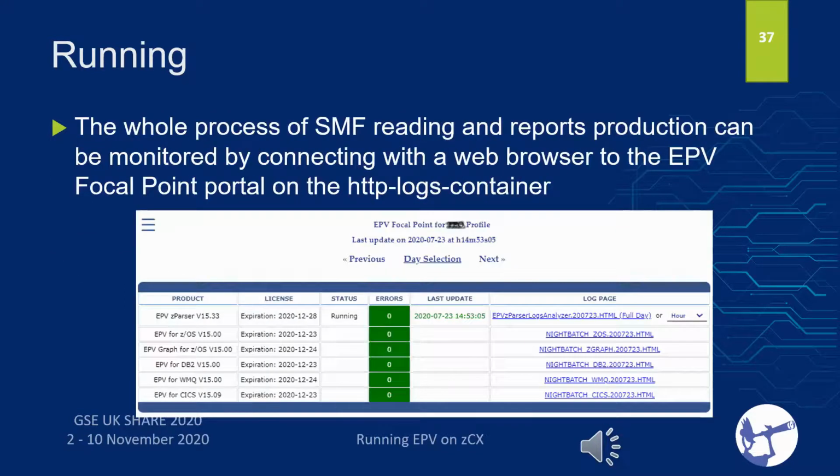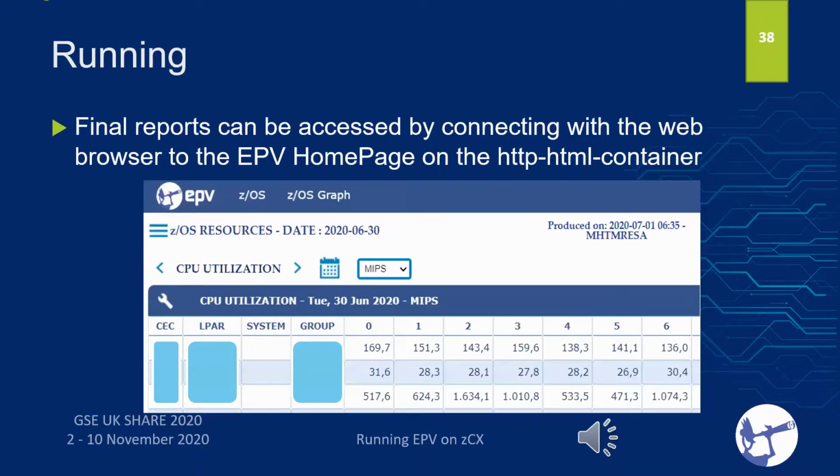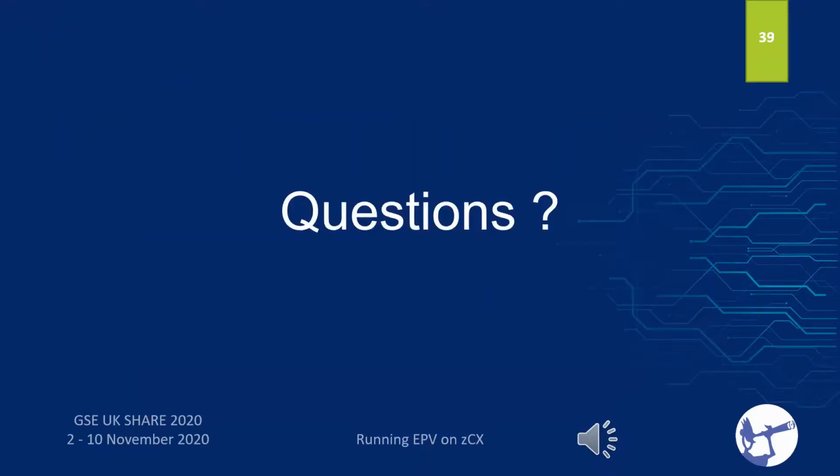To monitor all the processing, you can use your browser to connect to the HTTP logs container, where the EPV focal point is being constantly updated. And finally, to have a look at the EPV reports, you just need to connect to the HTTP HTML container through your web browser.